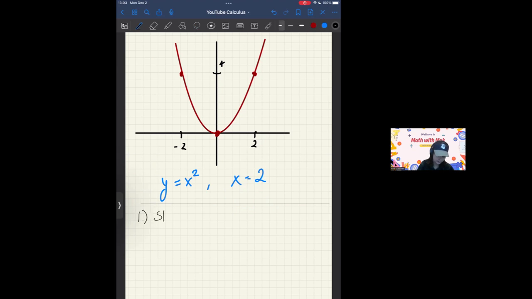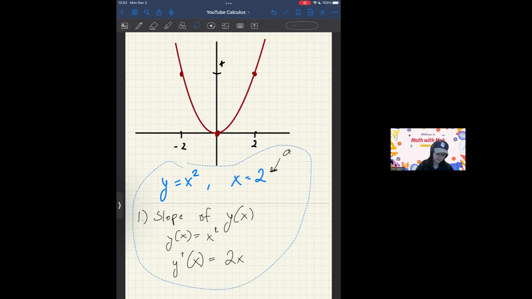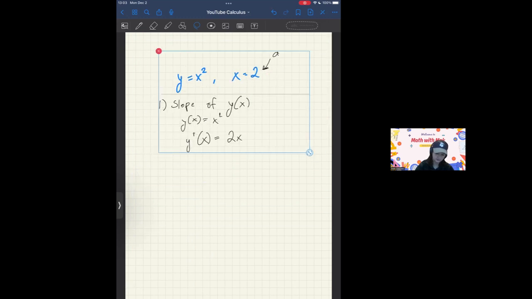So 1, slope of y of x. And quick note here, I'm going to be using x and a. This given point is a, but we'll get to that as well. So y of x is x squared. Now I take the derivative to find the overall slope, which is 2x, right? Let me bring some of this with us. Let's size it down a little bit.